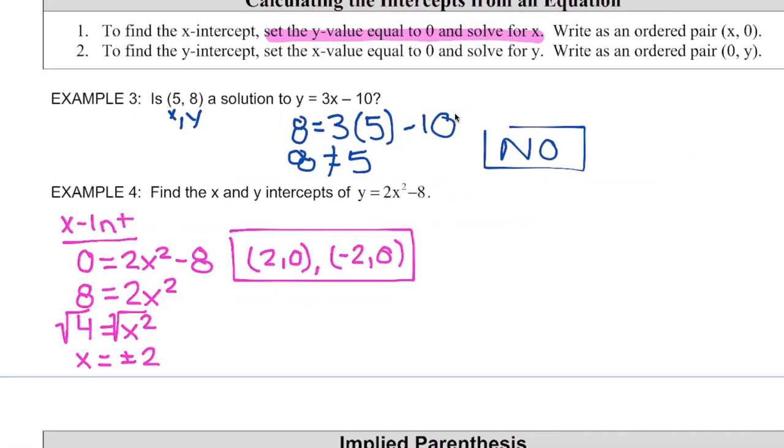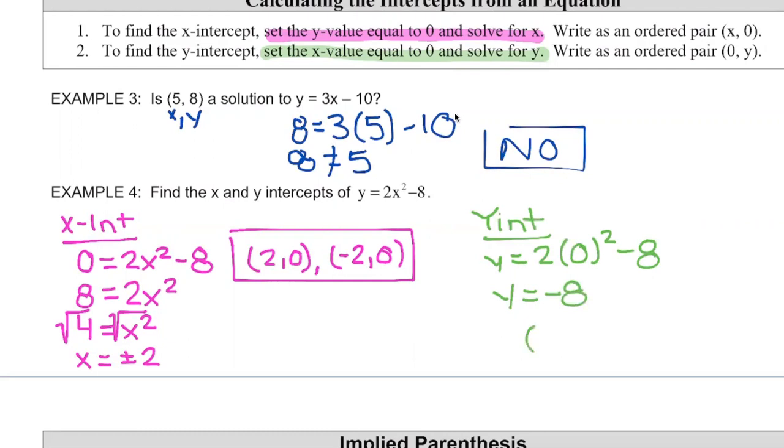The next thing says, for a y-intercept, set the x value equal to 0 and solve for y. So same idea for the y-intercept, except now the 0 is being plugged in for x. So when I solve that, I'm going to get y equals 2 times 0 squared is 0. 0 minus 8 is negative 8. I'm going to write it as a point. That's going to be (0, -8), with my parentheses around it. Okay, straightforward, algebra 1.